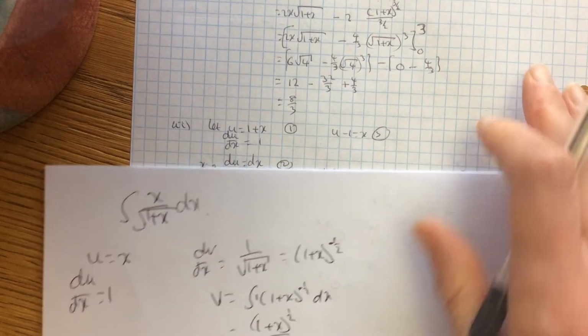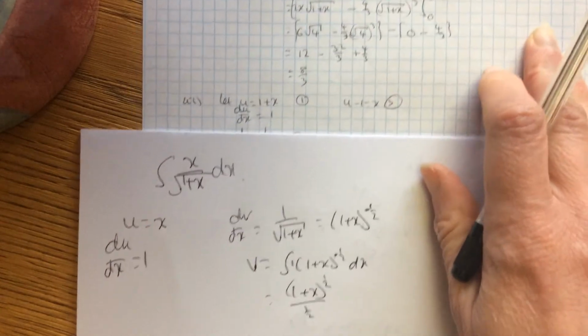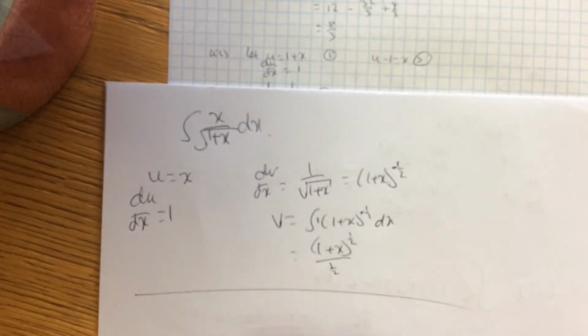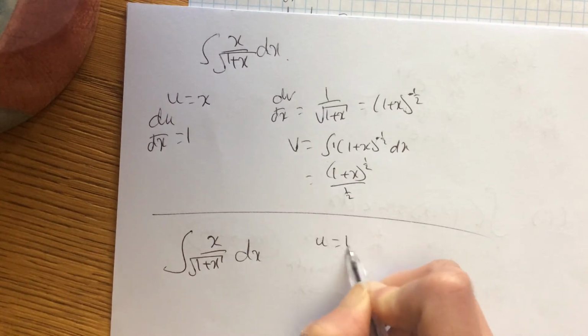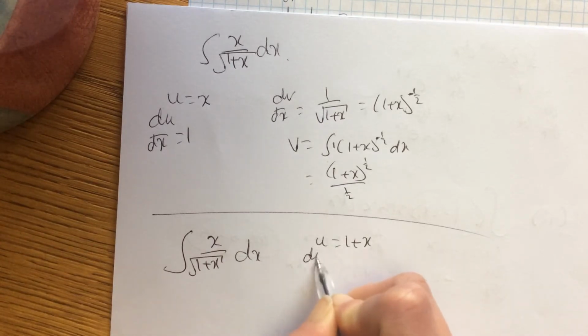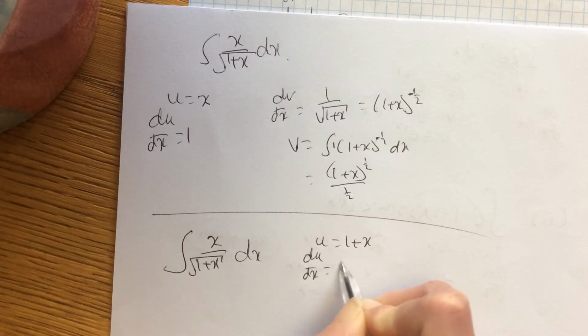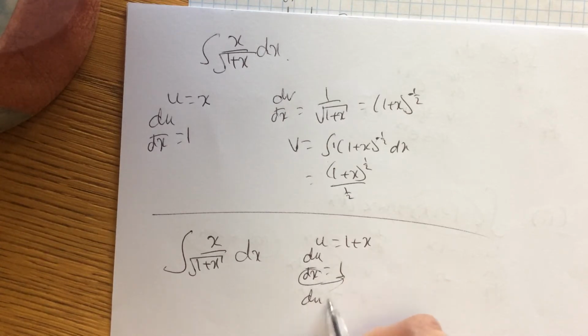Part 2 is wanting you to do it by substitution. So what joy, we've got to do this question all over again using a different method. So x over 1 add x dx, and it's telling you to use this substitution. So du by dx, differentiate it, because you want to rearrange it to get your dx. So your dx becomes du.